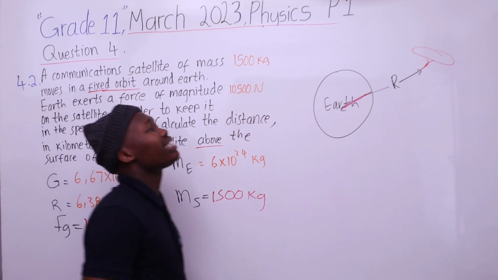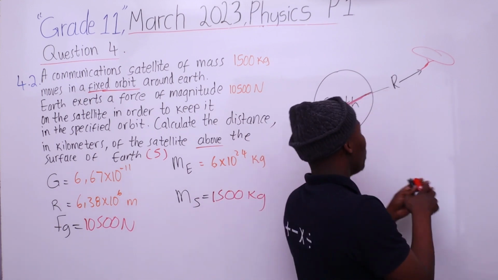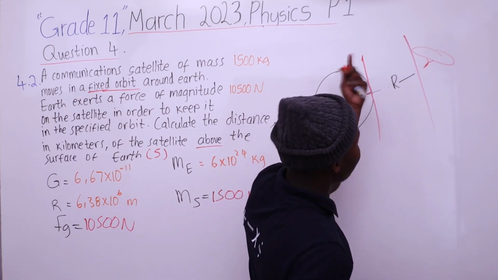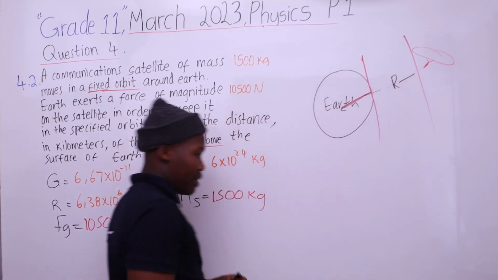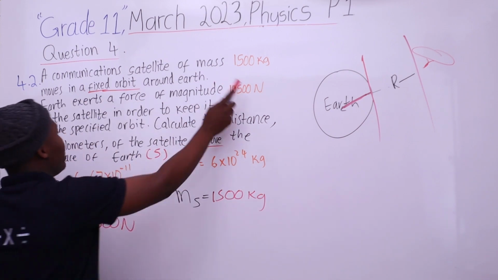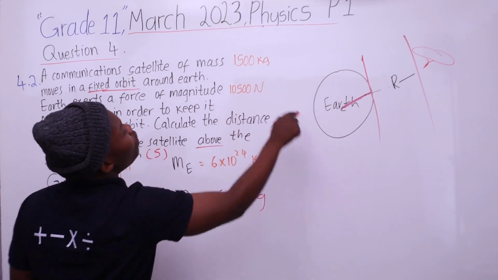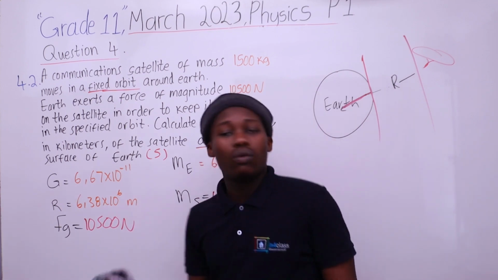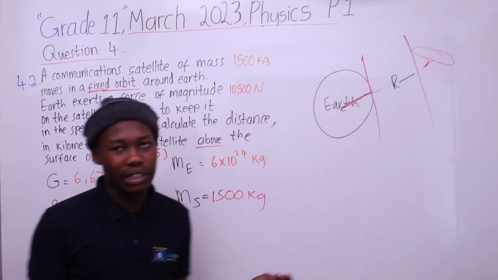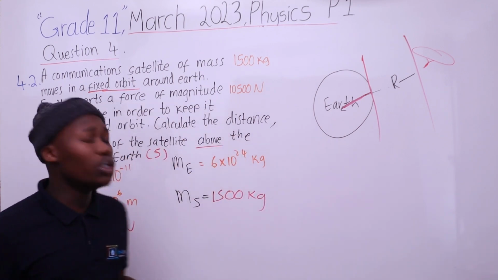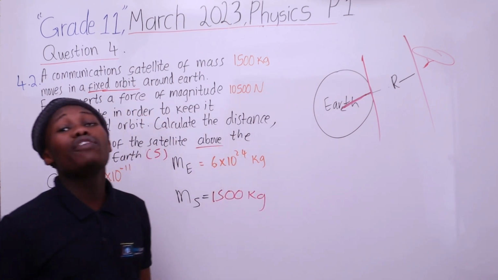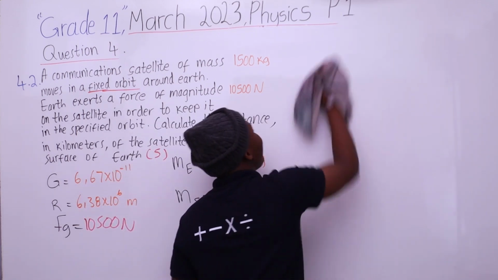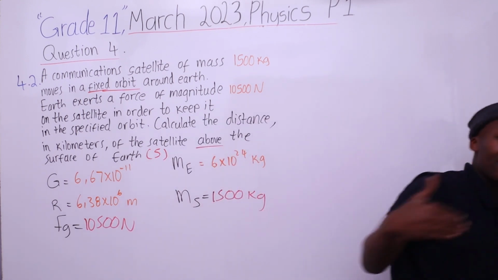Alright, so we are asked to calculate the distance between the surface of the Earth and the satellite. Start from the surface until you get to that object, that satellite in this case. That distance is what they want. And remember that the gravitational force is inversely proportional to the square of the distance. So what will we do now? We will erase this diagram, and then we will use a formula, Newton's law of universal gravitation, to calculate the distance between the satellite and the surface of the Earth.